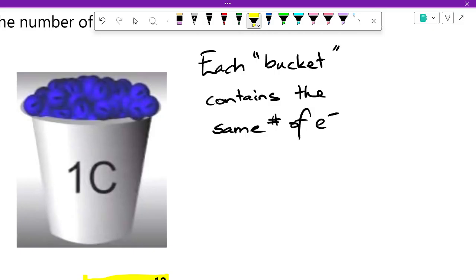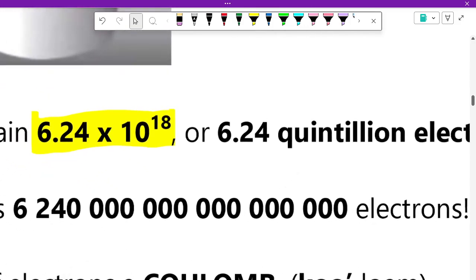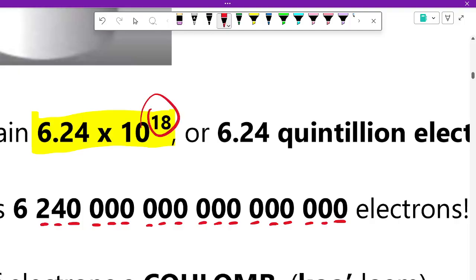It is too many. But if we were to write it out with all of the zeros, we would have 1, 2, 3, 4, 5, 6, 7, 8, 9, 10, 11, 12, 13, 14, 15, 16 zeros, and then we would have these two extra, and that's where we get that 18 from. Okay, when we have 10 to the 18. That's a lot. So, rather than trying to envision this number of electrons, which is pretty much impossible, we're going to call it a bucket of electrons, but we're not going to literally call it a bucket.